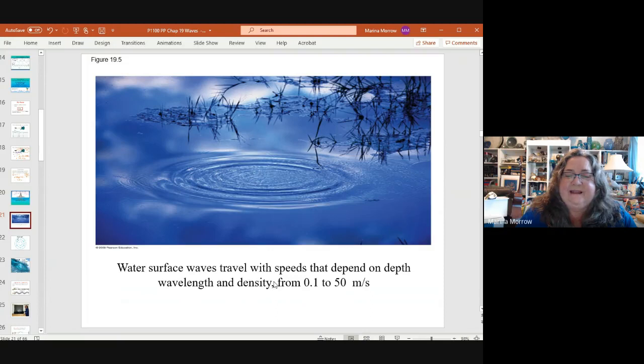Now, water waves actually depend on a bunch of stuff. The speed could vary. I've written just a number here as an estimate, 0.1 to 50 meters per second, but they have been found to go at over 200 miles per hour. So I need to update that to 100. But the speed depends on the depth, the wavelength, strangely enough, and the density of the water. Is it salt water or fresh water? And those would be waves on the surface of the water.